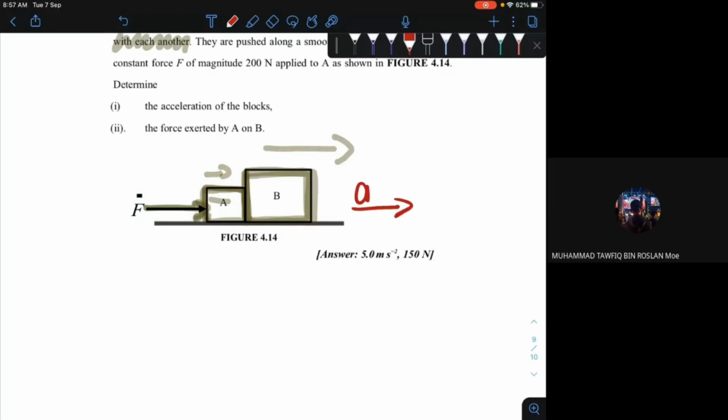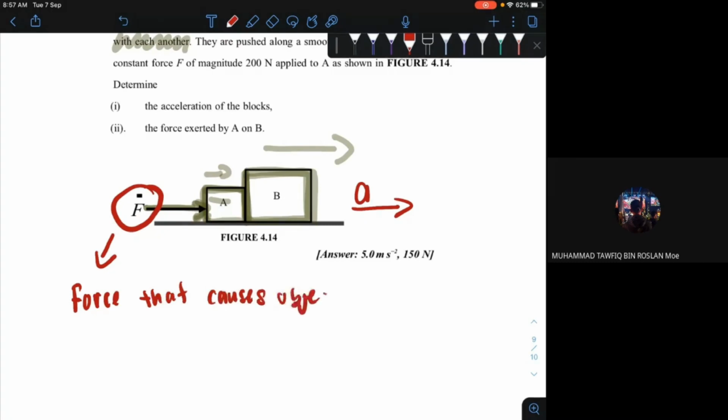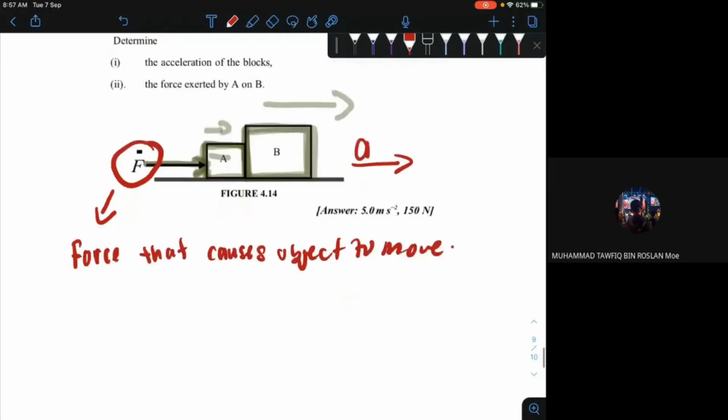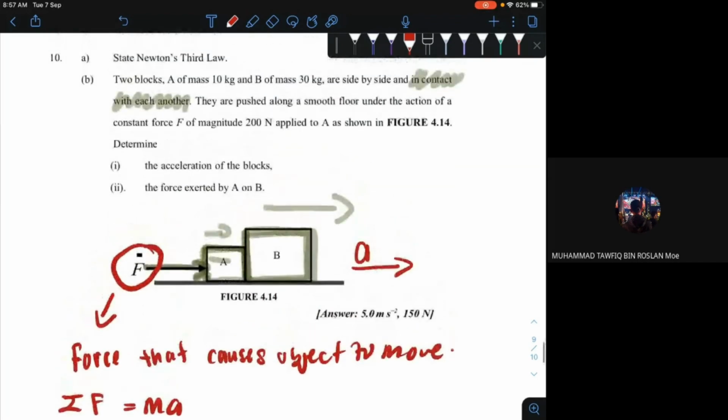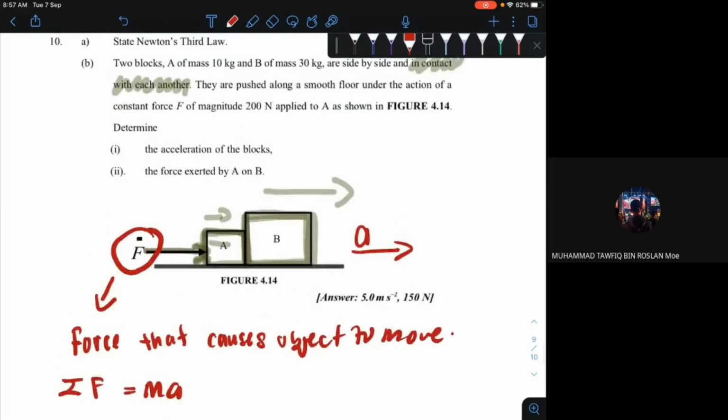Okay. So siapa yang tolak menyebabkan dua-dua objek ini bergerak adalah this force. So this is the force that causes the object to move. So according to Newton's law, summation F is equal to MA. Okay, so force ini kamu apply menyebabkan pergerakan.